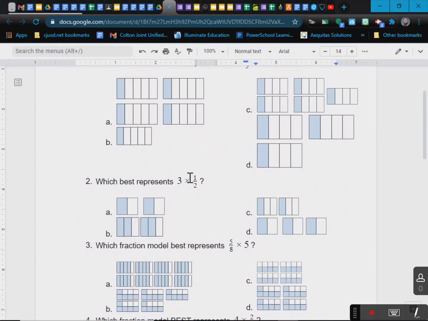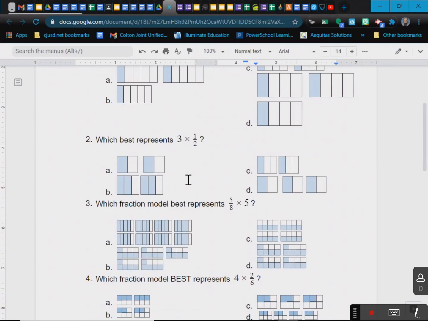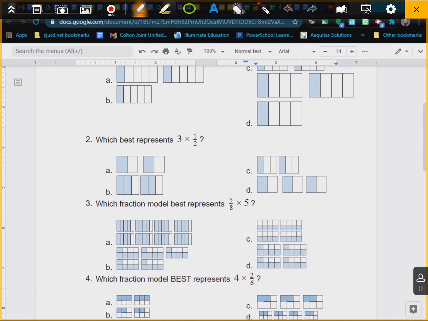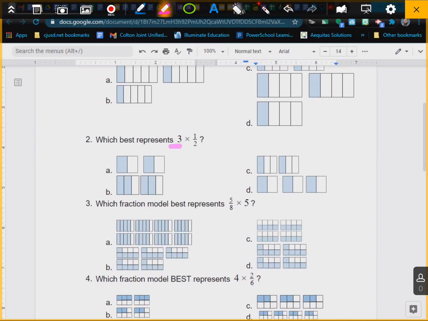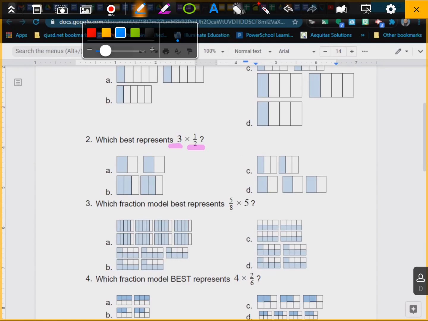You might still be getting it. It might still not make so much sense. So let's look at number 2. Okay? And this is exactly how you're going to see it on the benchmark. The only thing that's changed is the numbers and examples. But it's going to look exactly like this. So, which best represents 3 times 1/2? So how many models should we be looking for? We should be looking for 3. And then in each model, there should be 2 with 1 shaded, right?